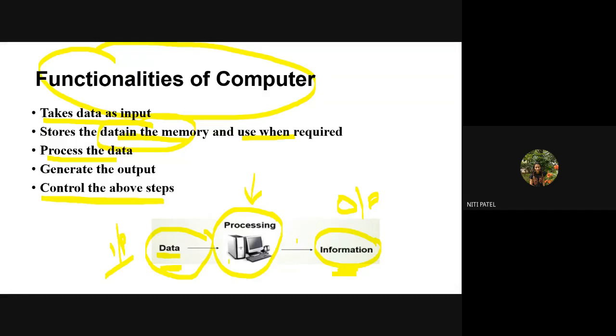Okay, is this understood up till here? So you give data in the form of input, you get information in the form of output.